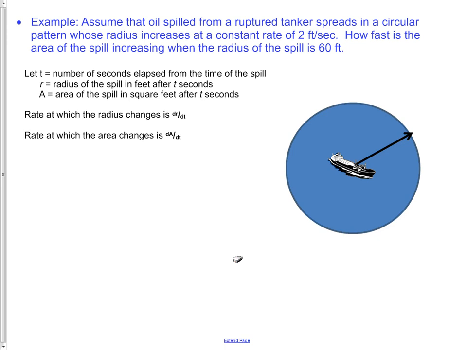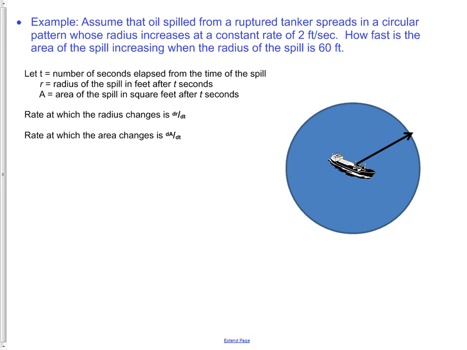Let's say that we assume that oil is spilled from a ruptured tanker and spreads in a circular pattern. We're just going to assume it's a perfectly circular pattern. I know it usually isn't, but let's assume that it is. And the radius is increasing at a constant rate of 2 feet per second. The question might be, how fast is the area of this spill increasing when the radius is exactly 60 feet?